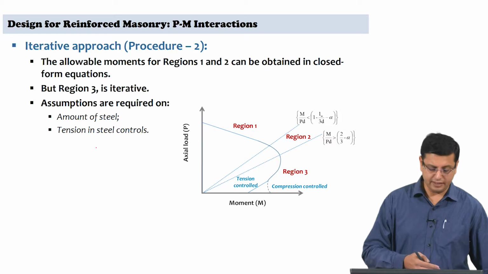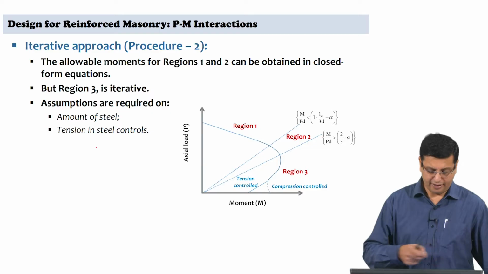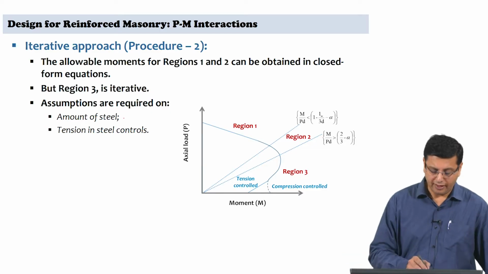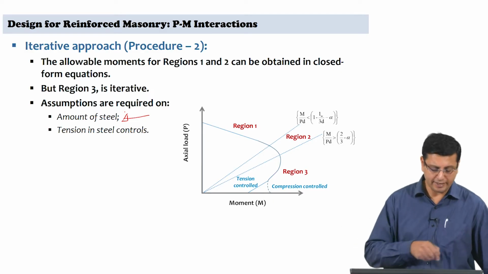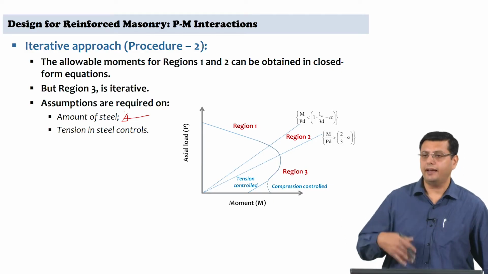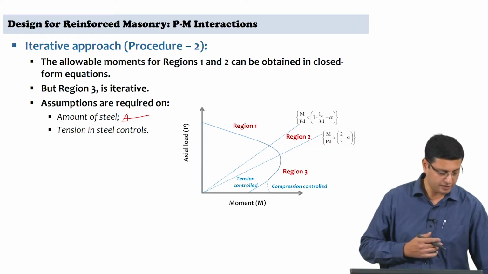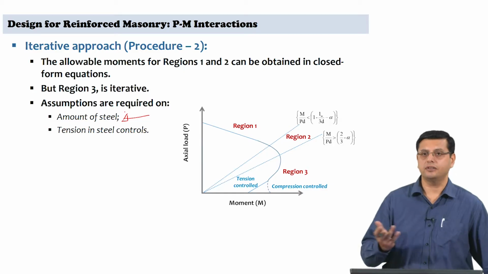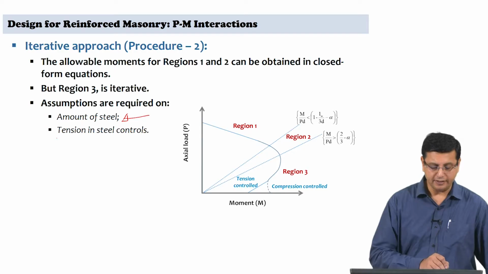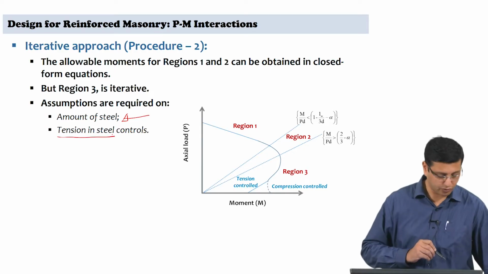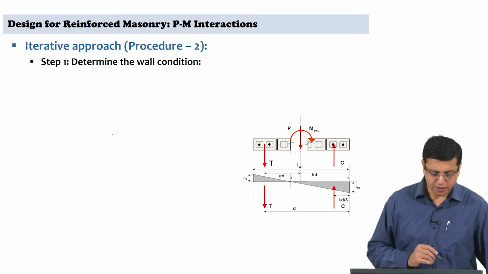Since region 3 is iterative, you actually have to begin with some assumptions. You have to start with what distribution, what configuration of steel you want to place, and what is the percentage of steel, and then we assume that tension controls and check if the situation is such that tension controls. If compression controls, then you come back and make another round of iteration to ensure that you're still in region 3 and tension controls the design itself. So that's the overall approach.